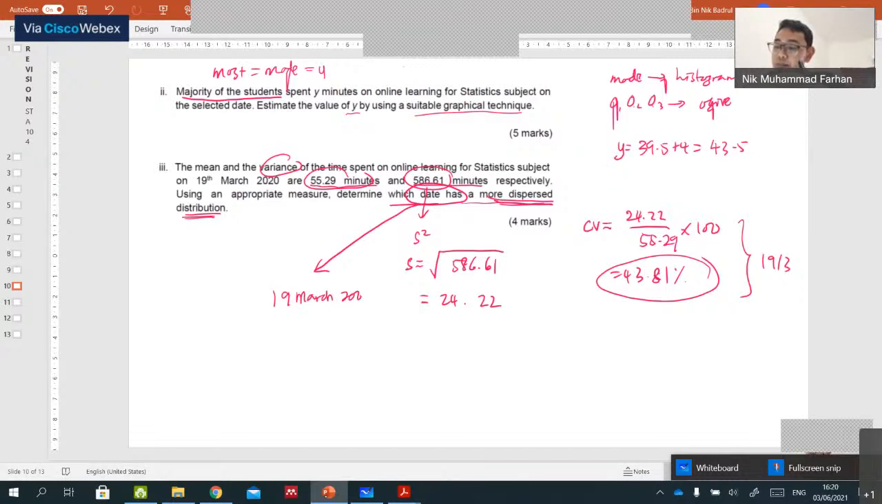Kenapa? Sebab it has higher CV. Setakat saja dahulu.